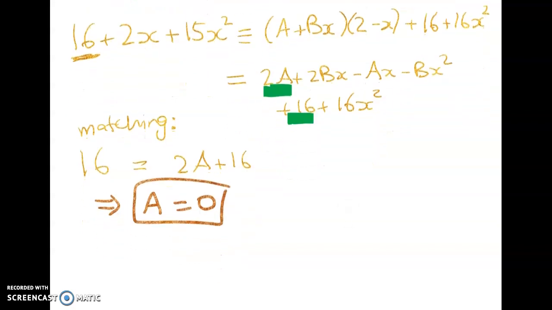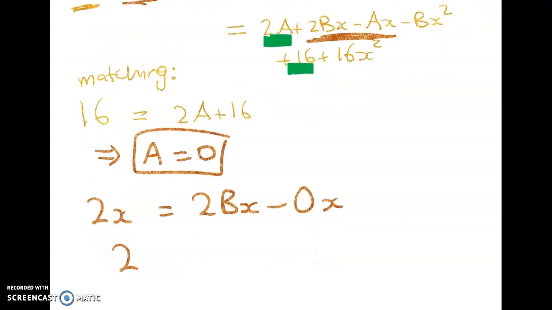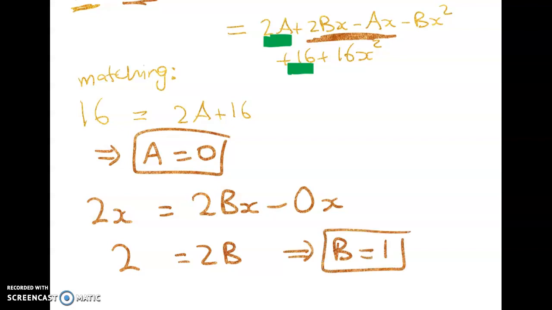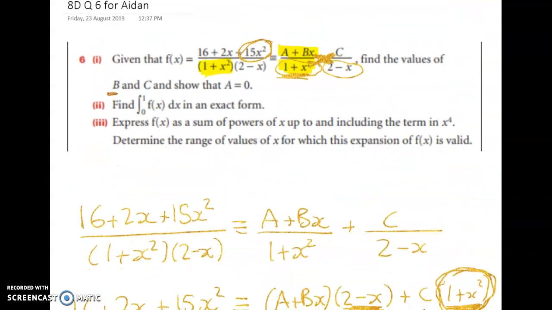Now we can match the 2x, so 2x is equal to 2bx minus 0x. So I'm matching the x terms here. That gives me 2 is equal to 2b, so b is equal to 1. So that's good. That means we're ready to start on the second part of the question. Right, so we've found b and c, and now we want to use that partial fraction thing to make integration much easier. So we're on to part 2.